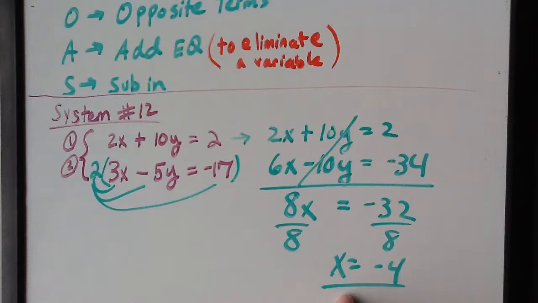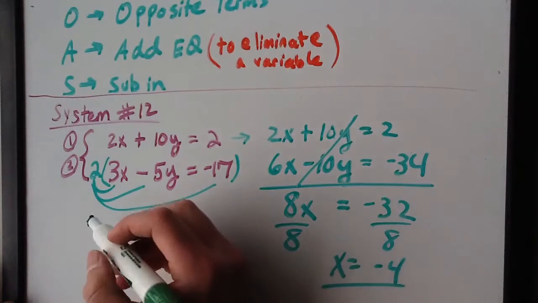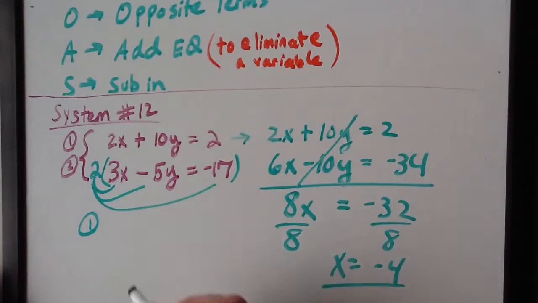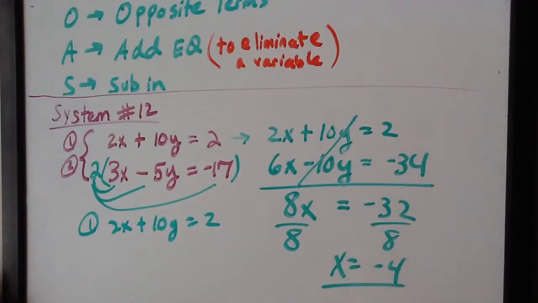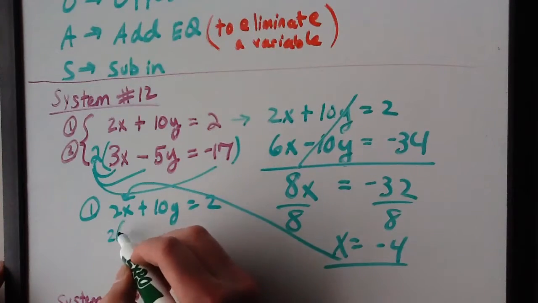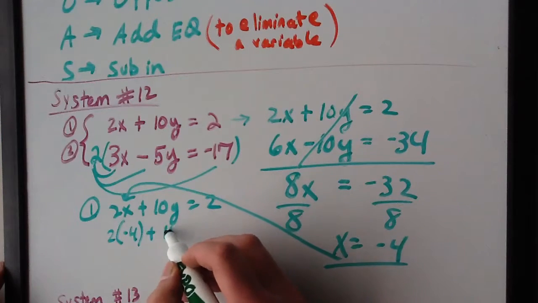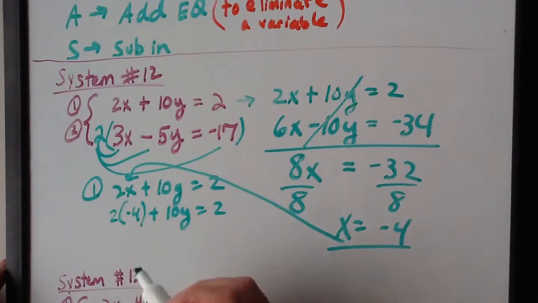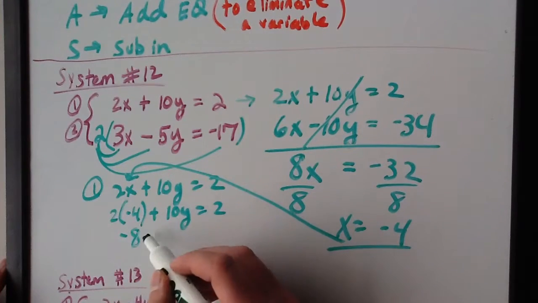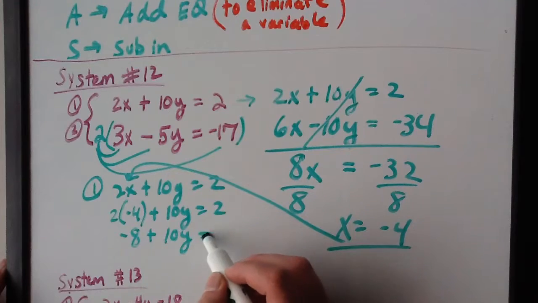Okay, so how do I get y? Well, I got to take this x. If you know what x is, you can plug x into either one of your original two equations and solve for y. It doesn't matter which equation you choose. I'm going to pick equation number 1. Equation number 1 was 2x plus 10y equals 2. I'm going to plug x in right there. So 2 times negative 4 plus 10y equals 2. Just follow order of operations here. I got to multiply first. 2 times negative 4 is negative 8 plus 10y equals 2.